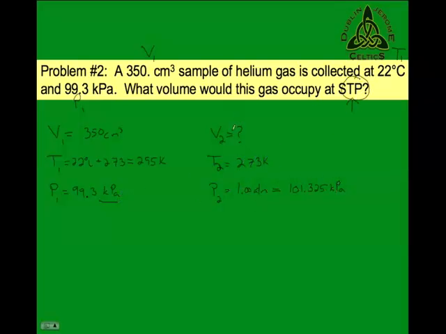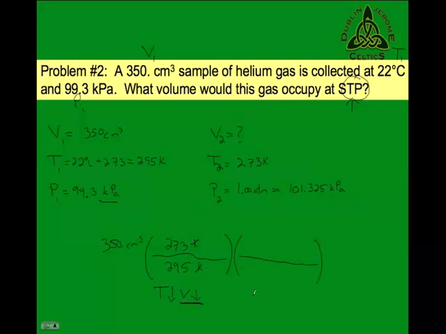Now we can say what's going to happen to the volume. If I have 350 cubic centimeters, let's take it ratio by ratio. How is the temperature going to affect it? How's the pressure going to affect it? The temperature, 295 to 273. It's going down. Therefore, the volume also needs to go down. So I need the smaller temperature on top. 273 Kelvin over 295 Kelvin. That number is less than 1. That'll make the number smaller. So my volume goes down. Good.